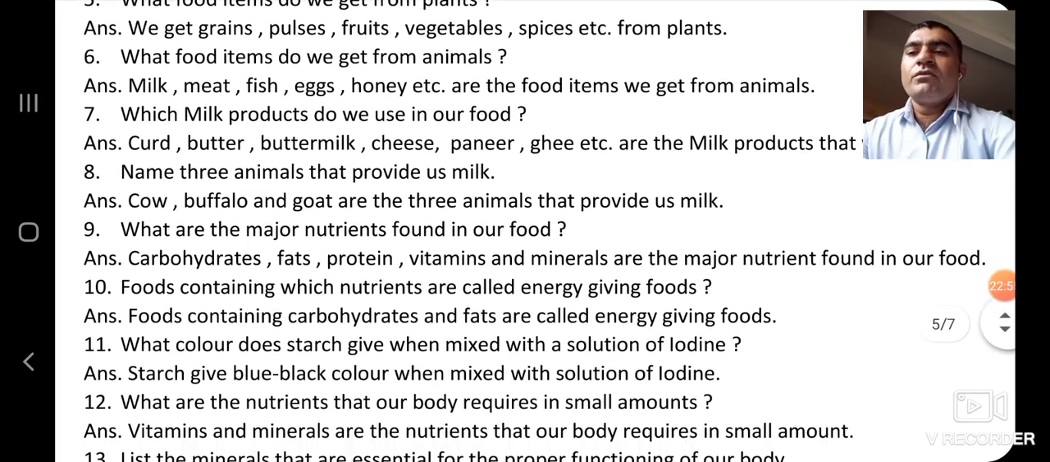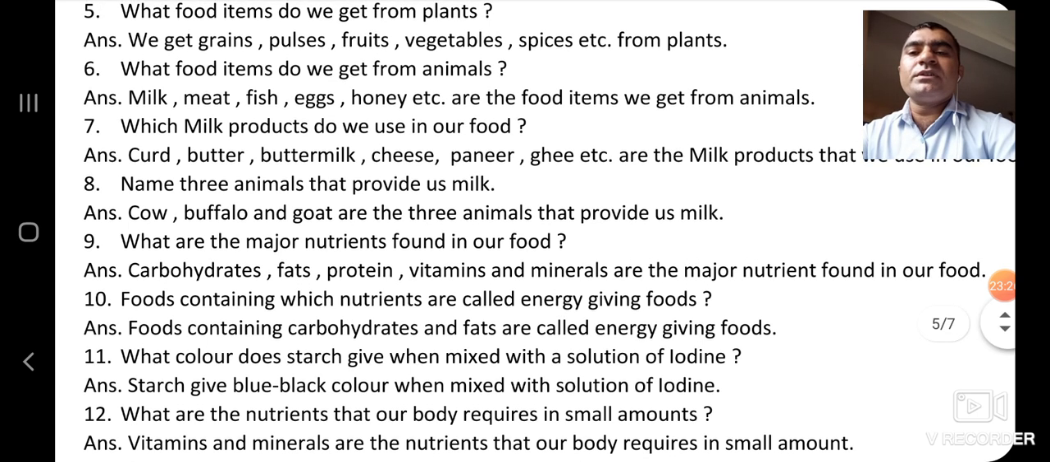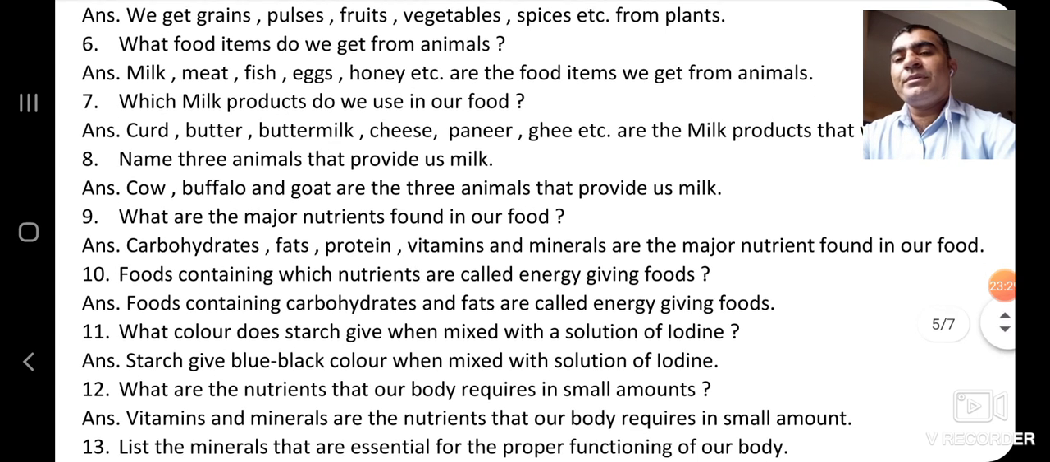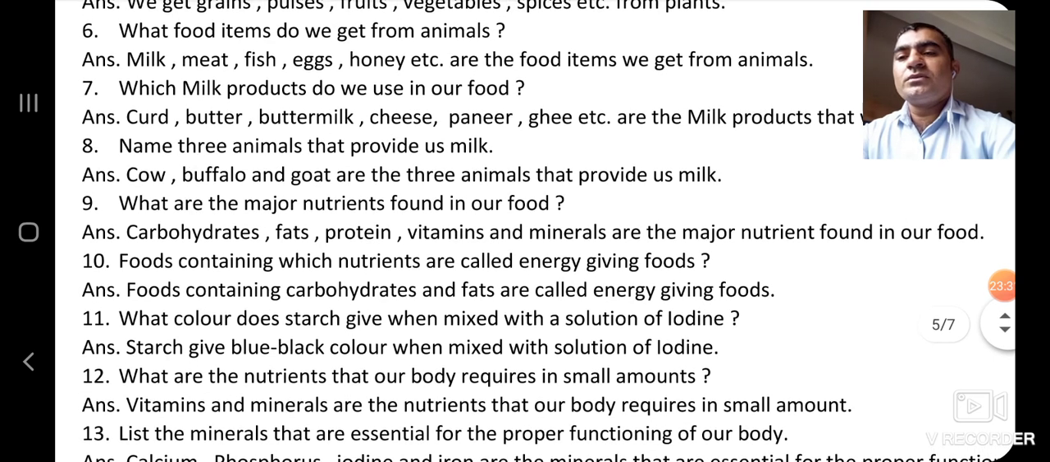Question number 11, what color does starch give when mixed with a solution of iodine? When we mix iodine solution to rice it turns blue black, and we have studied that it contains starch. So starch gives blue black color when mixed with iodine solution. The next question we have, what are the nutrients that our body requires in small amounts? So there are 5 major nutrients. From that, which are the nutrients we require in small amounts? So vitamins and minerals we require in small amounts. Vitamins and minerals we require in small amounts, right?